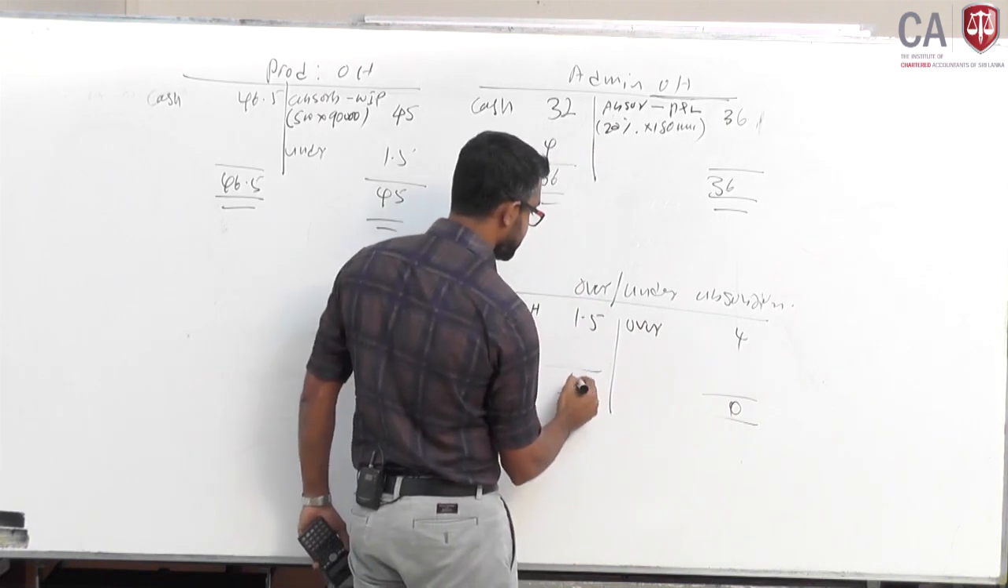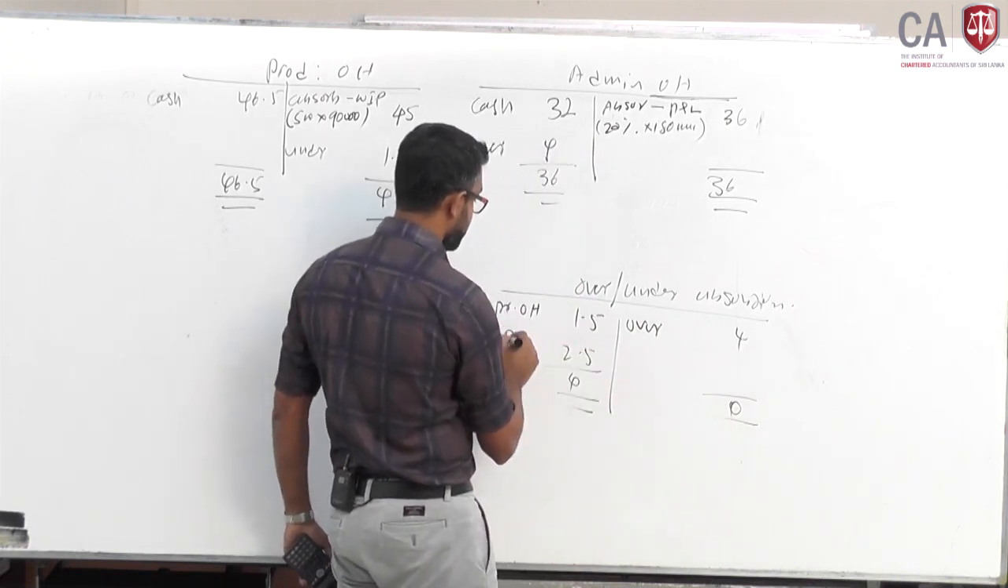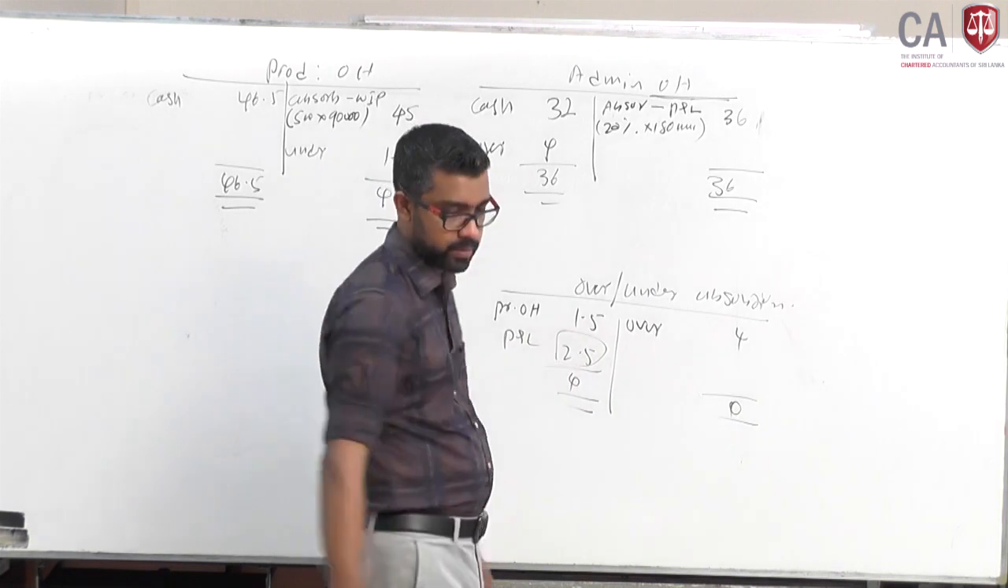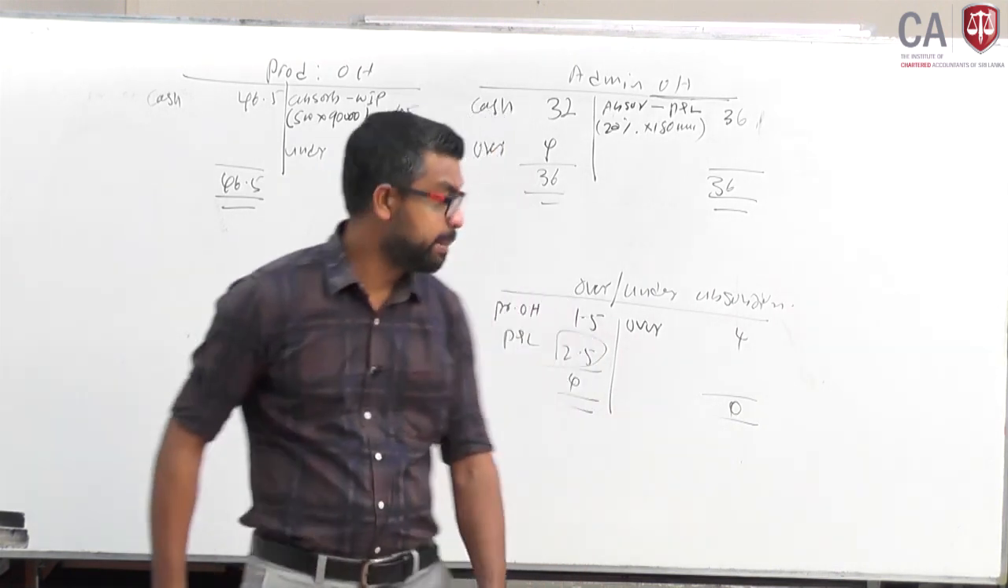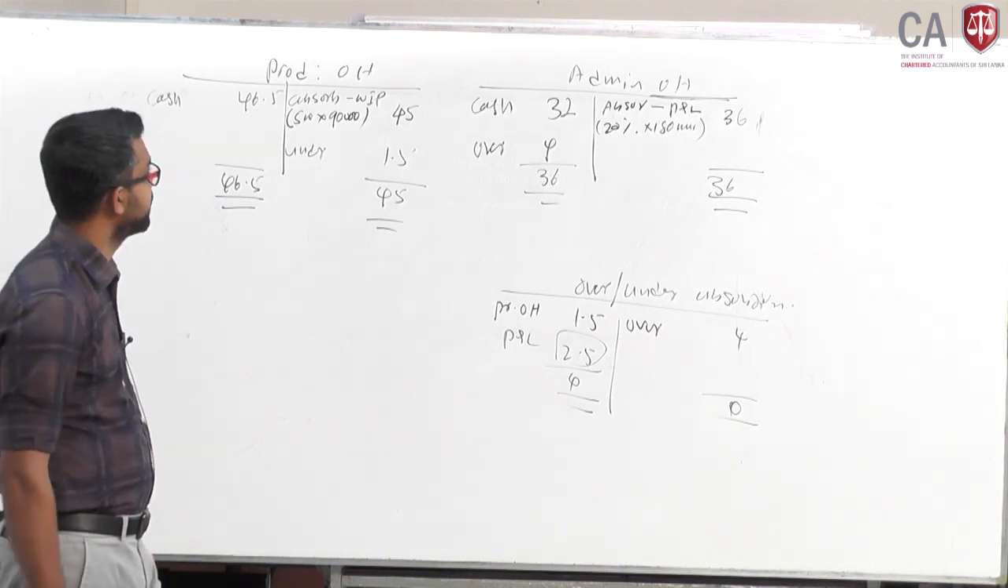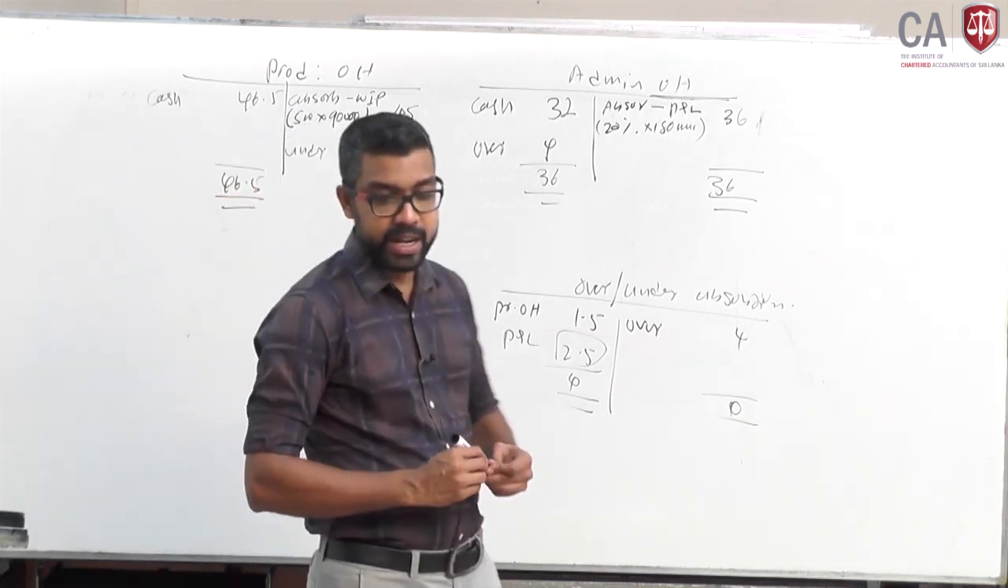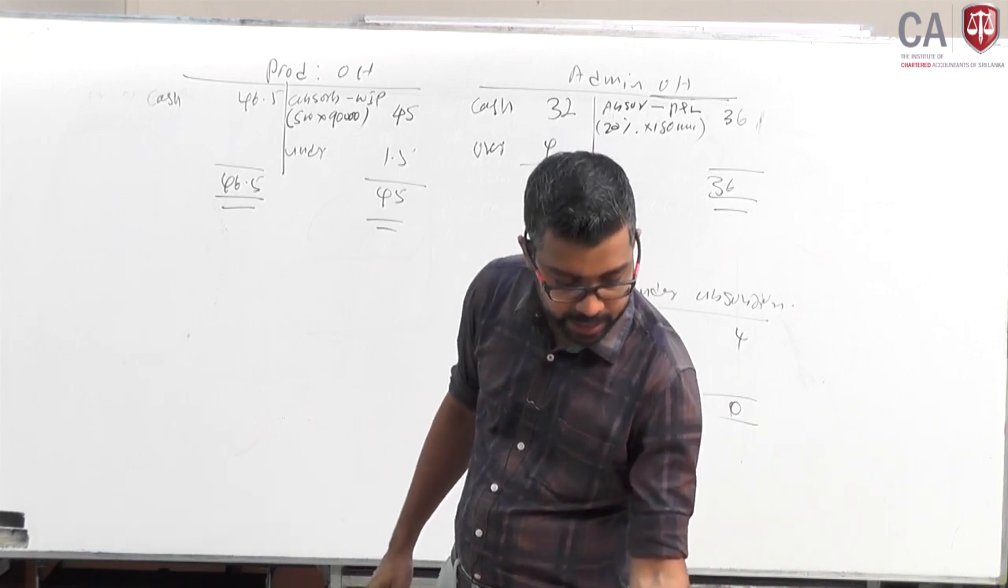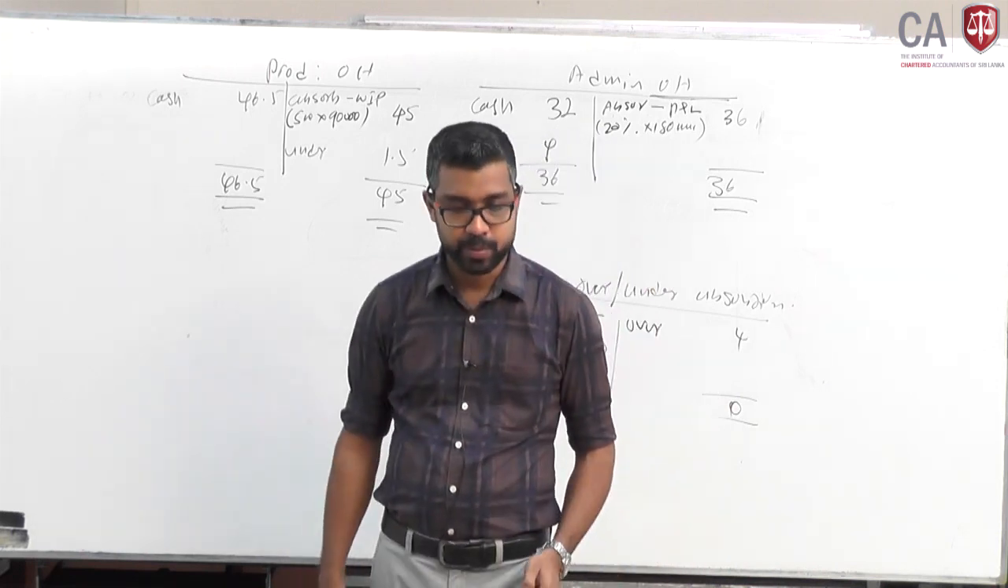P&L. 2.5 to P&L. This is the impact to P&L, right? Over under absorption accounting. Yeah, that's the treatment for under over absorption.